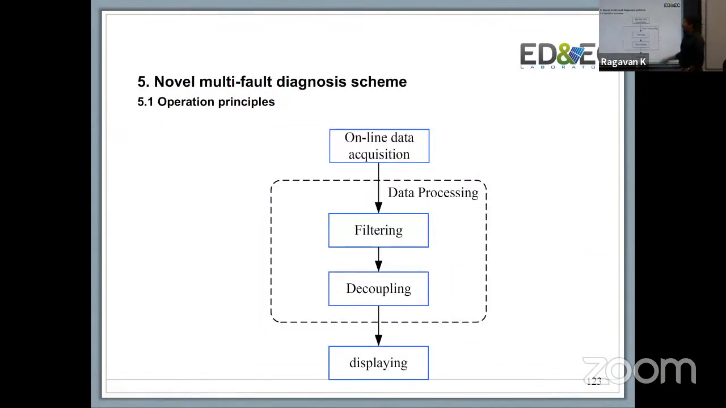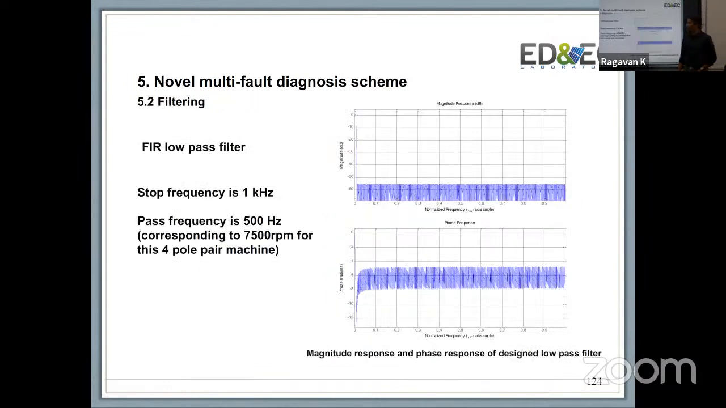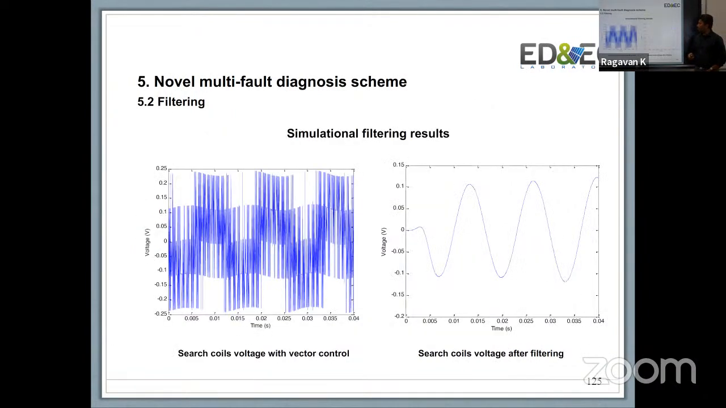The principle basically is collect the data online, filter it, decouple it, and display it. Decouple what? Basically, you're decoupling the armature and the field components. You're separating them out, splitting them up to see where the fault is. In terms of filter, we did an FIR low pass filter. We did a stop frequency of 1 kilohertz, and then your pass frequency was 500 hertz. And that basically corresponds to 7,500 RPM for this motor, which was a 4-pole design.